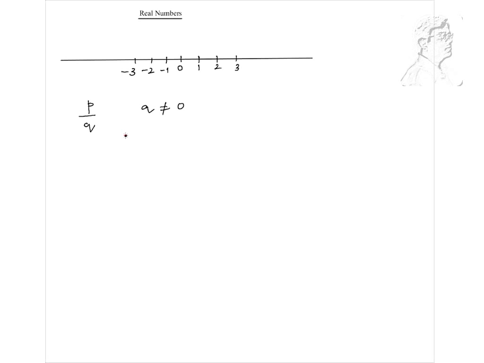Now, if q is 1, then any rational number is p. We said p is an integer, q is an integer. So if q is 1, then the rational number is p, and p is an integer. So every integer is a rational number. Every natural number is a whole number. Every whole number is an integer. Every integer is a rational number.